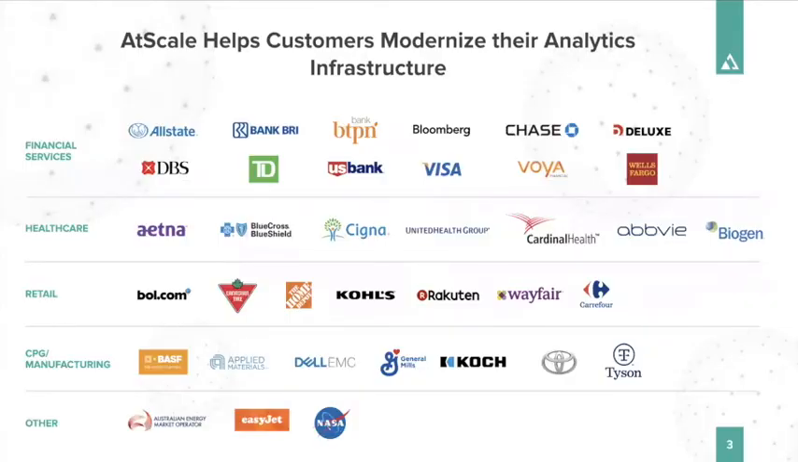So AtScale has a number of top customers, household brands here. What we do is really help those customers modernize their analytics infrastructure. And that means that we can move them from a data warehouse to a data lake, or we can move them from an on-prem data warehouse to a cloud data warehouse in AWS, Google, or Azure. So what I'll show you today is exactly how we can do that and how we can do that all seamlessly without moving data.